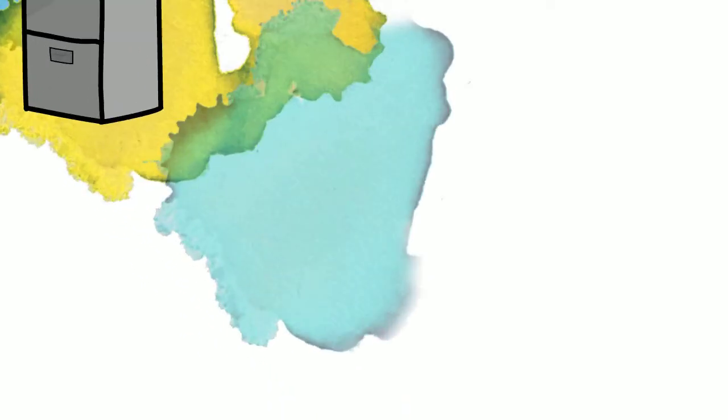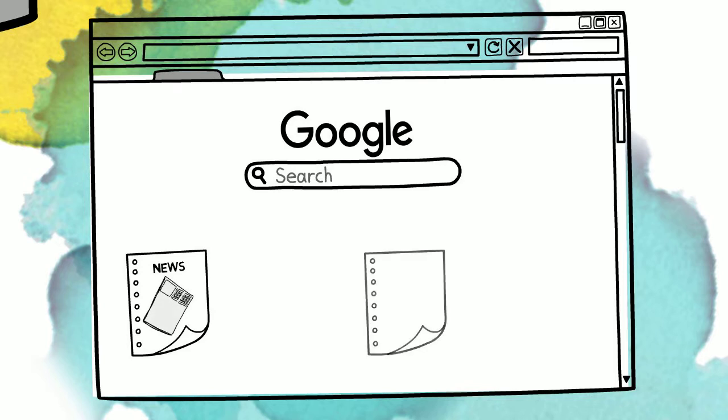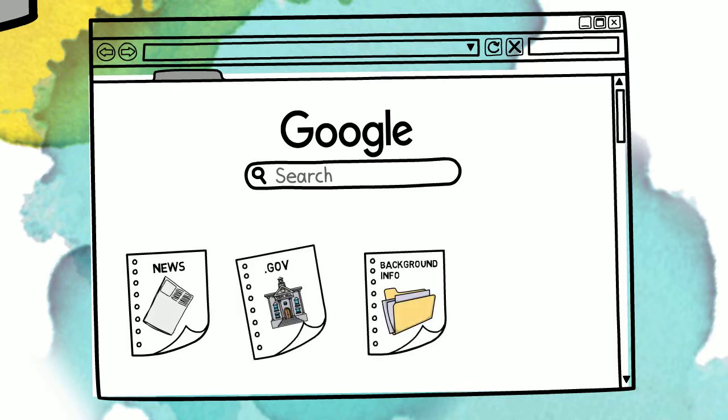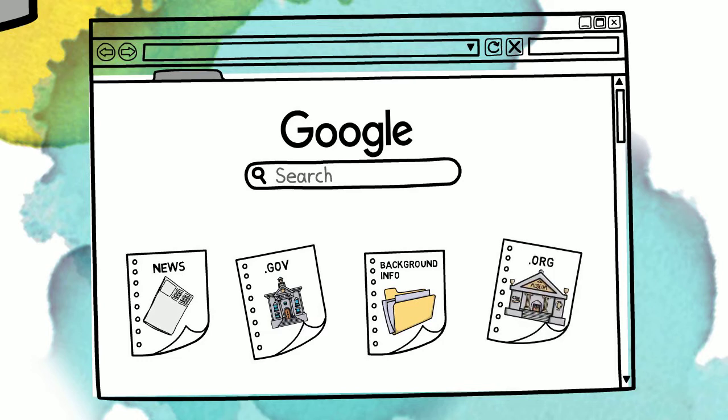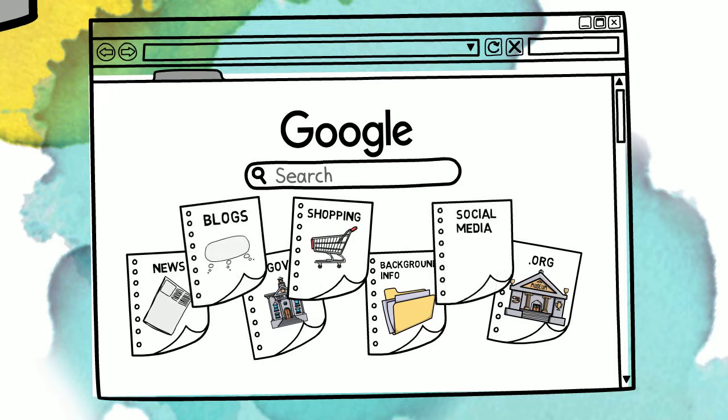In Google, you can easily find current events and news, and it's also a great place to get background information on your topic. Google gives you access to government and organizational websites as well, which can be crucial for researching any topic. Of course, Google also gives us lots of results that have to do with shopping, blogs, and social media, so it's important to always evaluate the sources you're looking at.